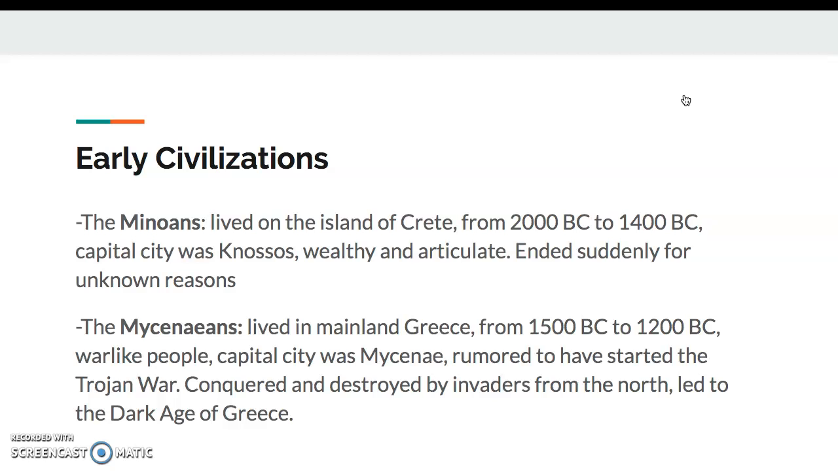And then you have the Mycenaeans. They lived in the mainland Greece, so not on the coast like the Minoans did, from 1500 to 1200 BC. They were warlike people. Their capital city was Mycenae. They're rumored to have started the Trojan War of myth and fable. They were eventually conquered and destroyed by invaders from the north, which would lead to the Dark Age of Greece.